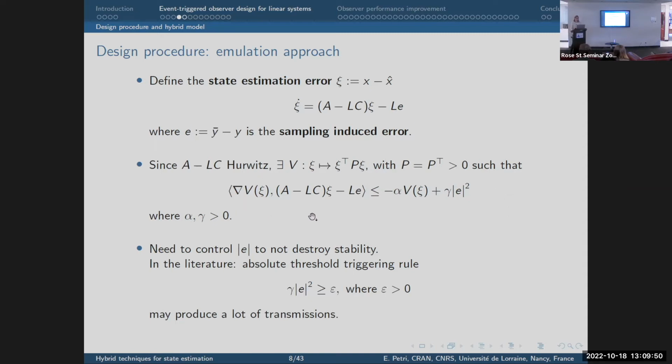And from this one, we see that in order to not destroy the stability, we need to control the norm of e. And for this reason, in the literature, people propose the absolute threshold triggering rule. In particular, they compare the last transmitted output value and the current output, and they evaluate the difference, so this sampling-induced error e. And when this difference is greater than a constant, a transmission is triggered. The problem of this technique is that it may produce a lot of transmissions.